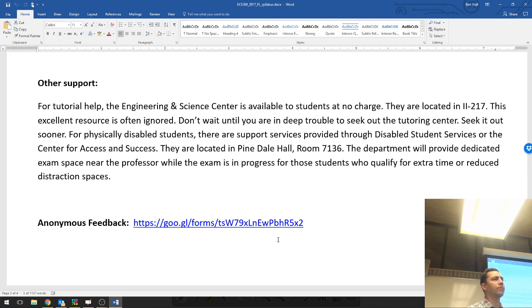Lost my train of thought. What was I saying? Tutoring Center, behind the hallway in 214. Super helpful. If you have other needs, you can go to the Disabled Student Services Center for Accessing Success. It's located in Pinedale. Usually that's for people who need things like time and a half on exams or a reduced distraction space.